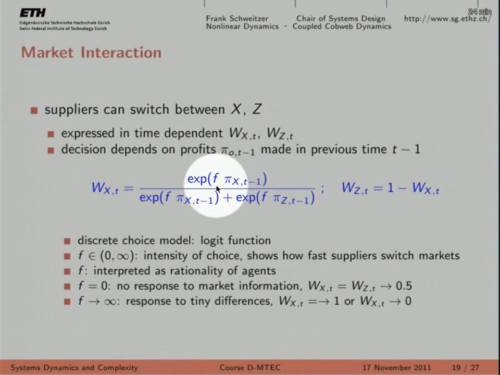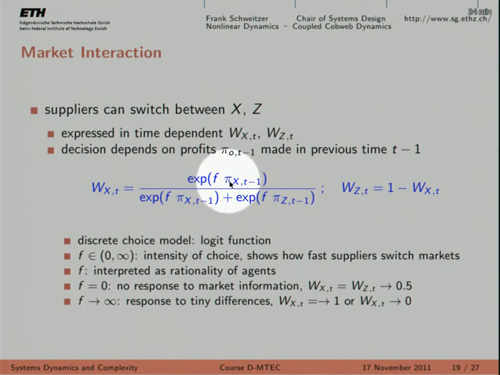In the other extreme, when F is infinite, so the sensitivity is infinite, this is the myopic best response. Even the smallest change in the profits in one of the markets would immediately cause everybody to go there. Let's take an example. Imagine F is infinitely big, but the profits in both markets are zero. So this would still be one half, assuming that producers would like to produce in markets where the profits are zero. In fact, that's not such a strong assumption because, as you know, in perfectly competitive markets, the profits are zero. So profits are zero, one half probability.